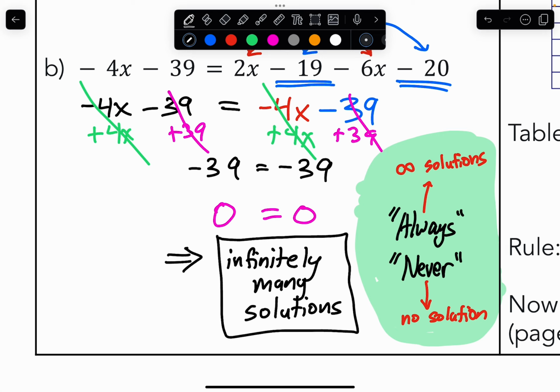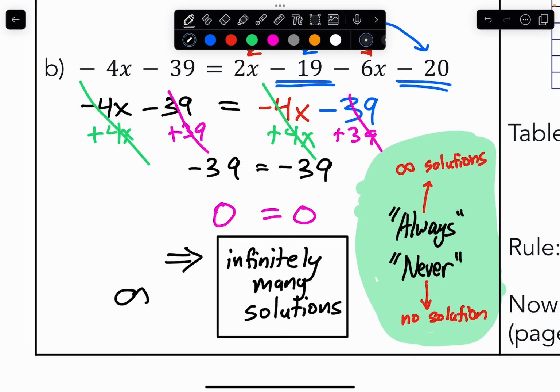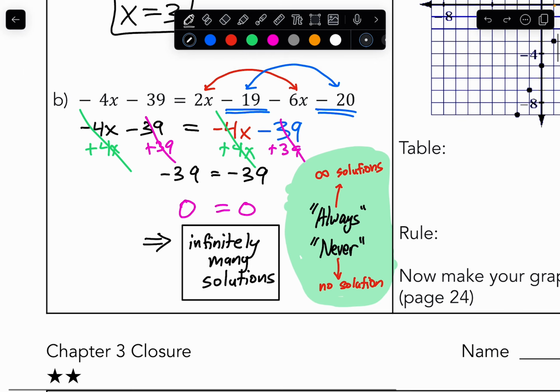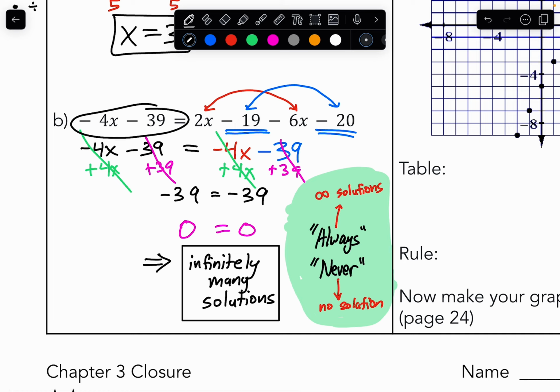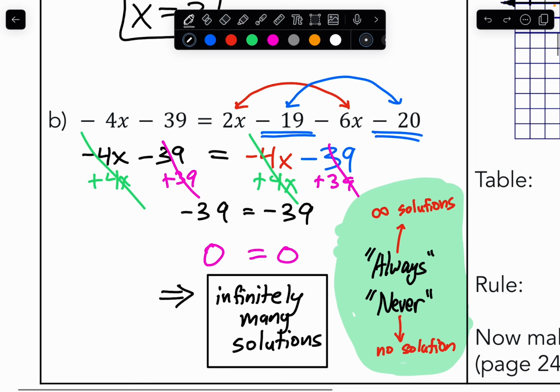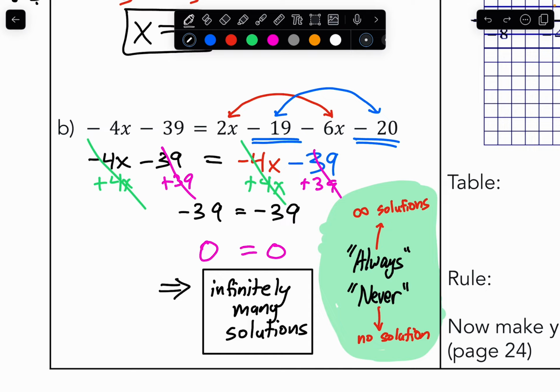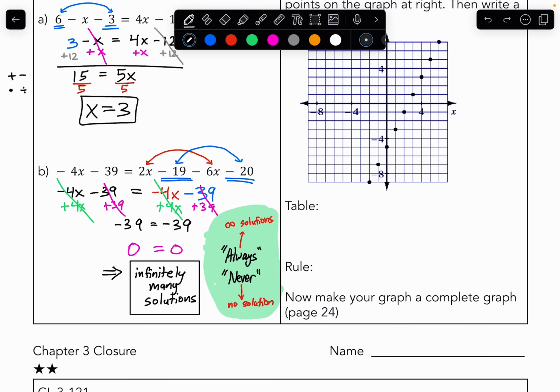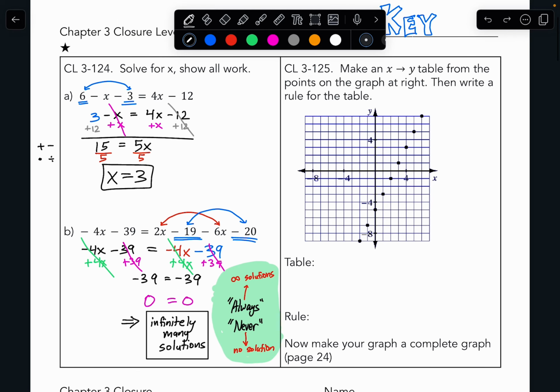I know some people like to say just infinity, but the answer is not the idea of infinity. The answer is that any number that I put in for x, it's going to be the same on the left and right side. If I put in 10 on the left and the right side, they would be balanced. If I put in 5 for x, they would be balanced. And you can show that. But we're going to move on. I hope that helped.